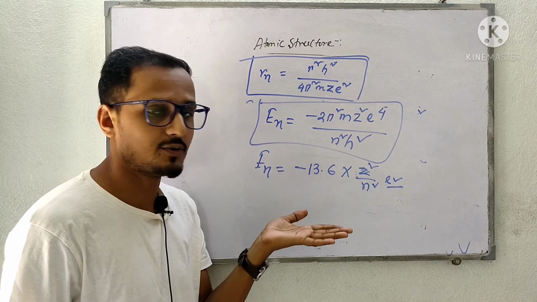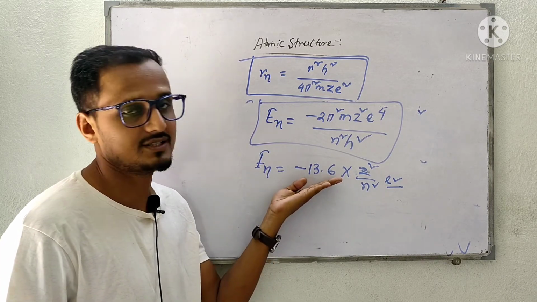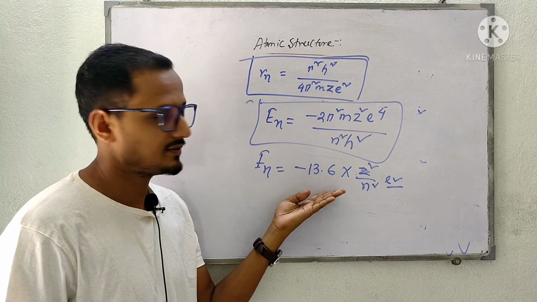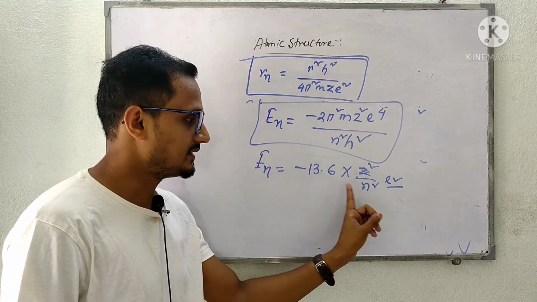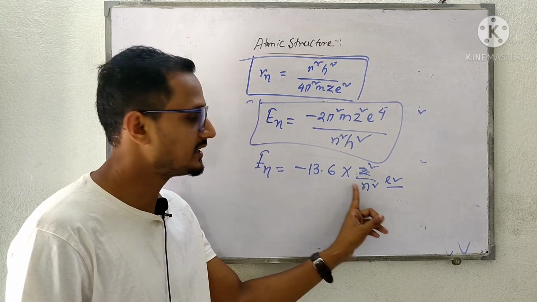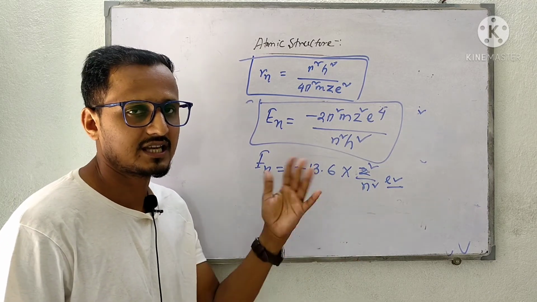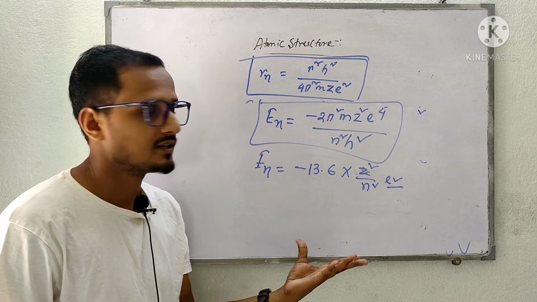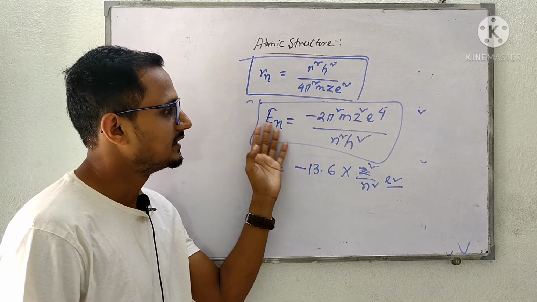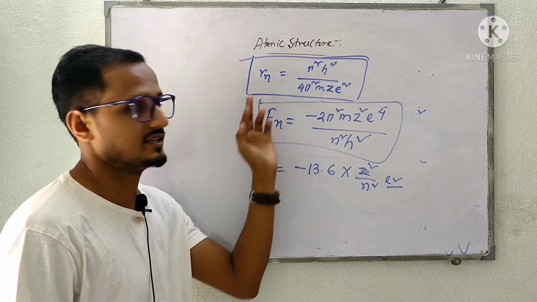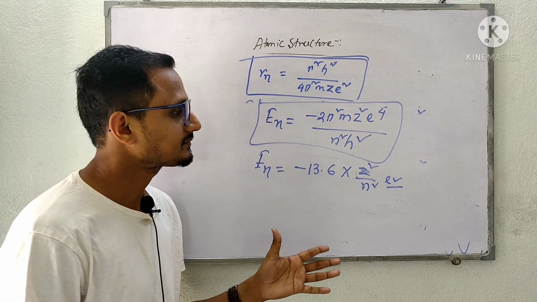Now for the first Bohr orbit, the value of energy is minus 13.6, because this is the first orbit. For a hydrogen-like atom, for hydrogen z will be 1, and for the first Bohr orbit n will be 1, so you will get minus 13.6. For the second orbit and third orbit it will change. So this is the energy of the nth orbit electron, and this is the radius. These two are very important.